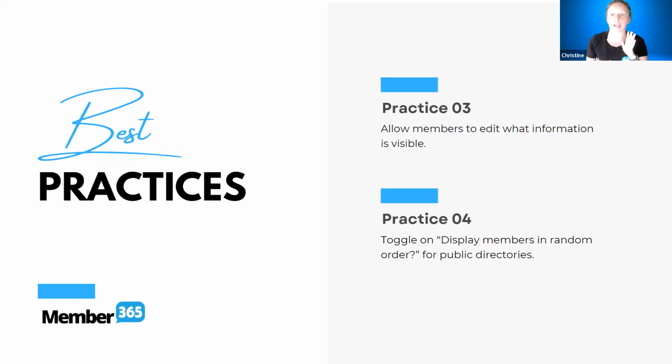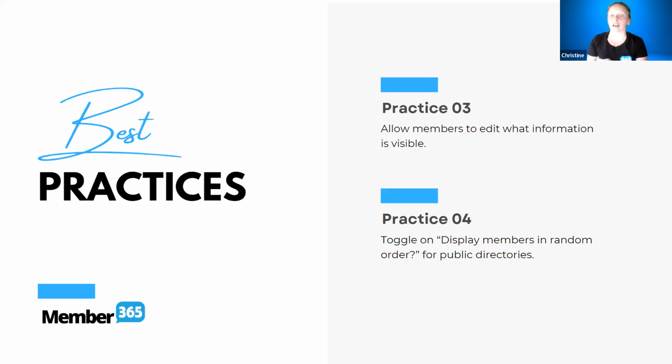Then you also want to allow members to edit what information is visible. There might be a few items that are mandatory. However, things like phone numbers, email addresses, and mailing address, you might not want to show for security purposes. I know some people don't want them to appear at all, which is why you have the option to opt out of appearing in the settings. That is something you can adjust at any time if you wish to.